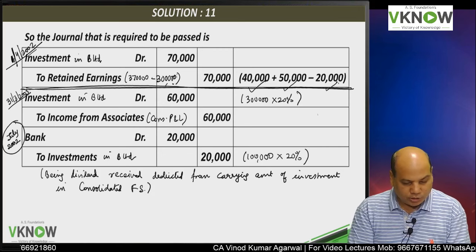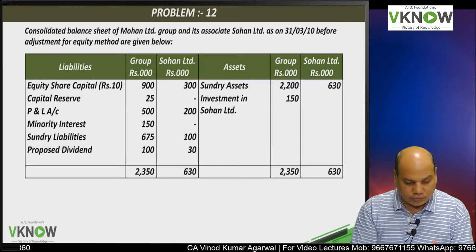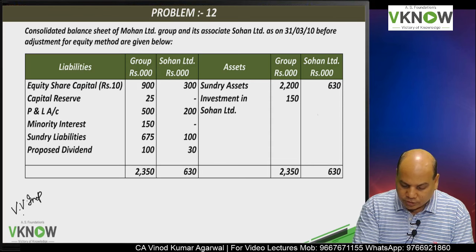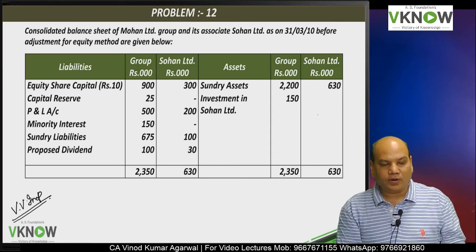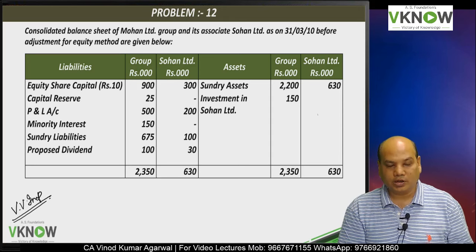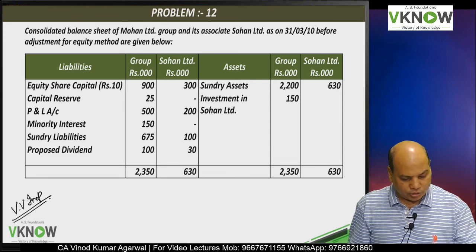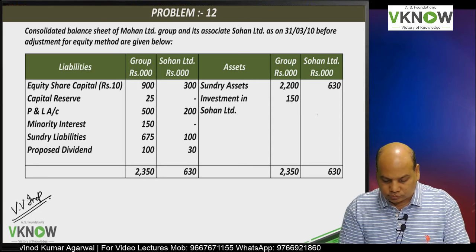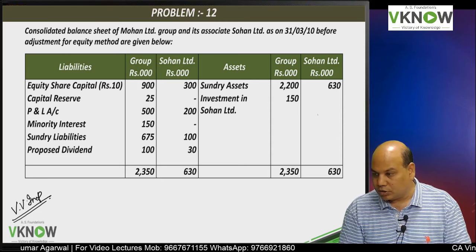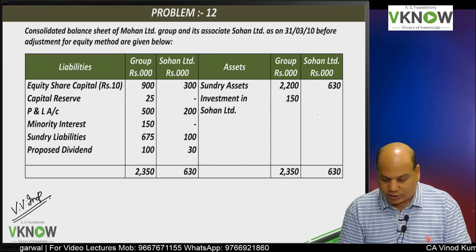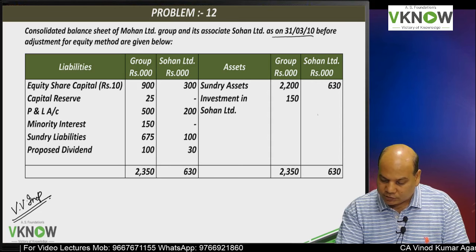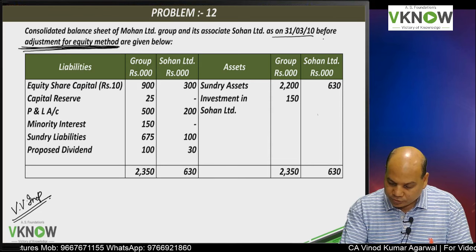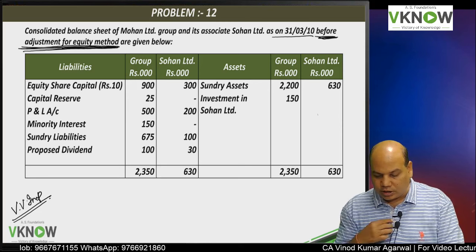Now we'll take some important questions. Number 12, taken from RTP number 12. The students are requested to mark it as very, very important question. Please mark it. I'm sure you are going to mark it as an important question. So let us come to 12. Consolidated balance sheet of Mohan Limited Group and its associate Sohan Limited on 31st March 10. Before adjustment for equity method, underline, this is before adjustment for equity method, are given below.